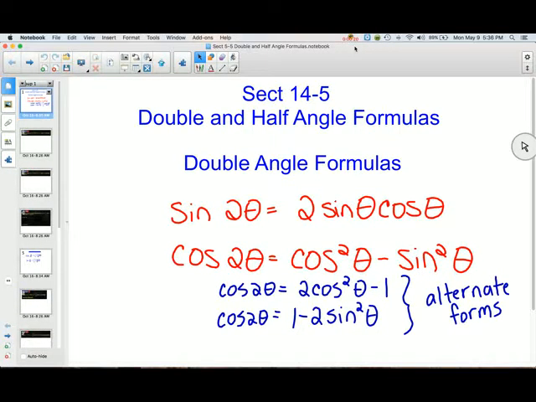So here the formulas are: sine 2 theta equals 2 sine theta times cosine theta, and cosine 2 theta equals cosine squared theta minus sine squared theta. There's a couple alternate forms, and these come from the Pythagorean identity, because if you replace sine squared theta with 1 minus cosine squared theta and simplify it, you can just have it in terms of cosine squared theta. You can also have it just in terms of sine squared theta. So if you just wanted a cosine in your answer, or you just wanted a sine in your answer, you could use one of these alternate forms.